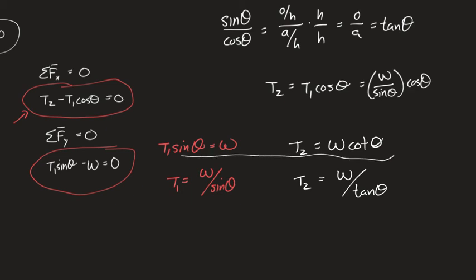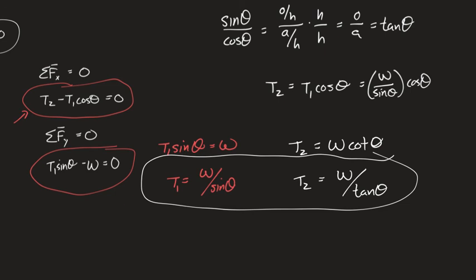So that's what I know. I know that T1 is the weight divided by sine theta. And I know that T2 is the weight divided by tangent. Now, here's what I really want you to understand. There's no numbers here. Even though I said that the mass of the box is m, I don't need that for this, because I was allowed to put this in terms of the weight.